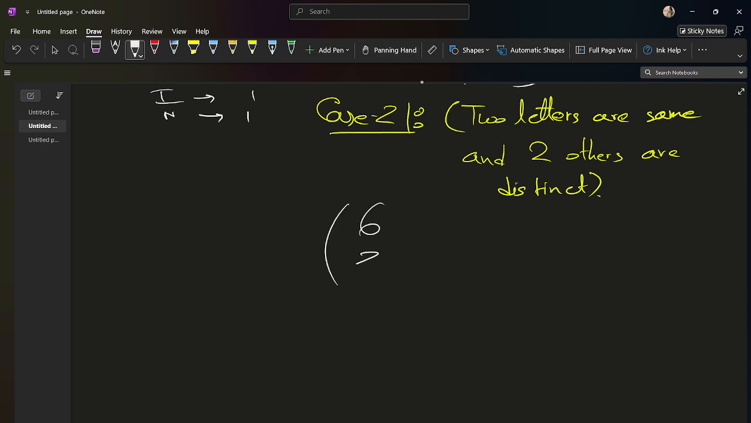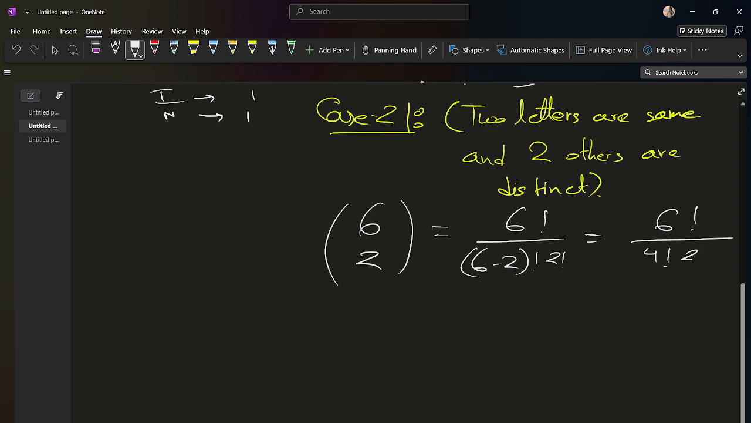That will be 6C2, and 6C2 will be 6 factorial by (6 minus 2) factorial into 2 factorial. So that will be 6 factorial by 4 factorial into 2 factorial, so that will look like 6 into 5 by 2 factorial, that will be 2 into 1, so that will be 15.